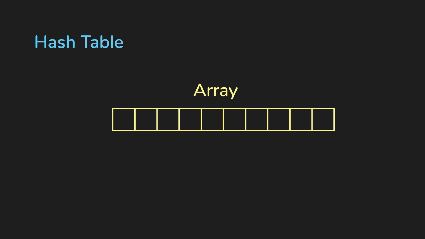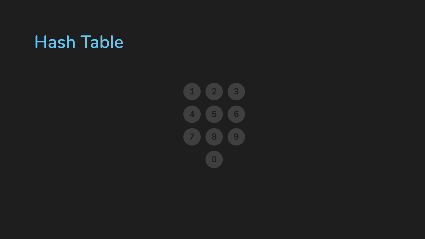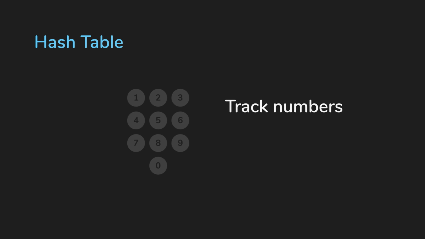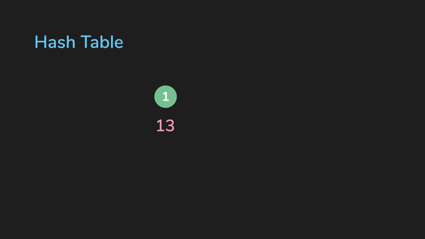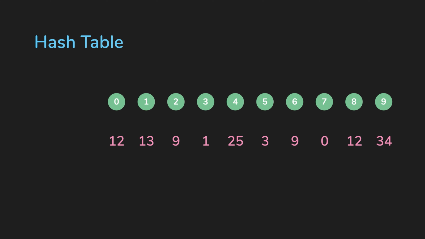We're going to start to implement a hash table using data structures we already know. First, we'll build something simple. Let's imagine that you tracked how many times you pressed the number keys on your phone. For example, this would mean that you pressed the button 1 13 times. So you essentially have the keypad numbers as the keys from 0 to 9. And the number of times each key was pressed will be the value.